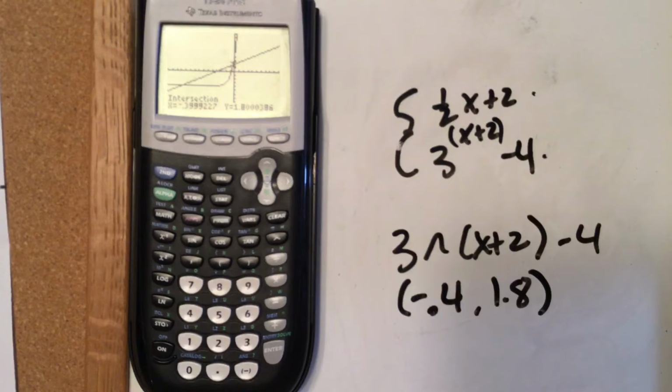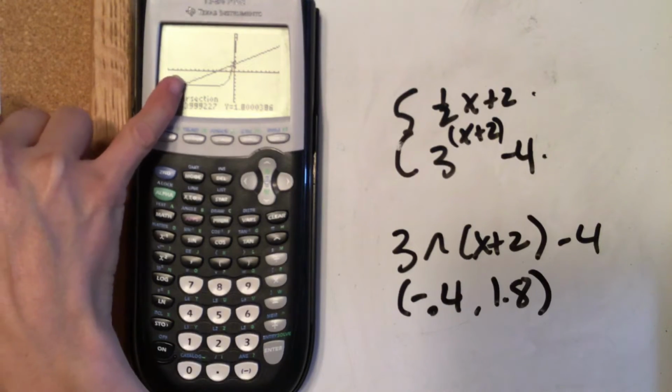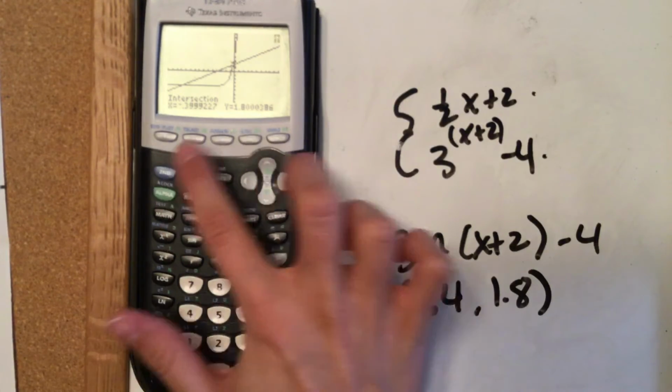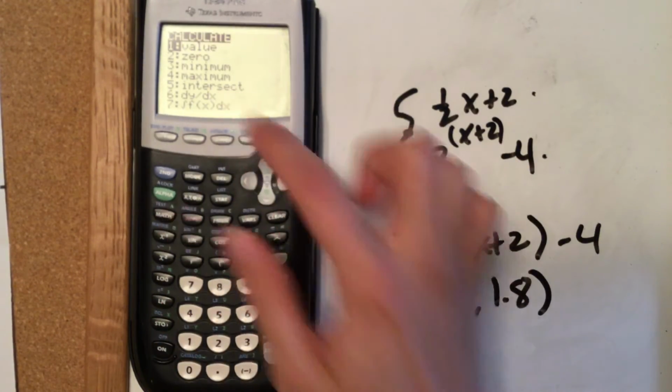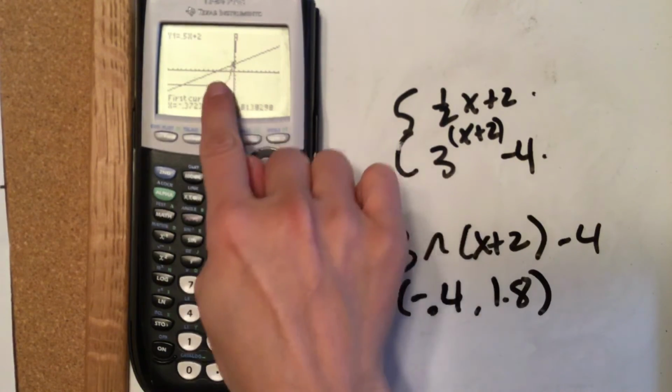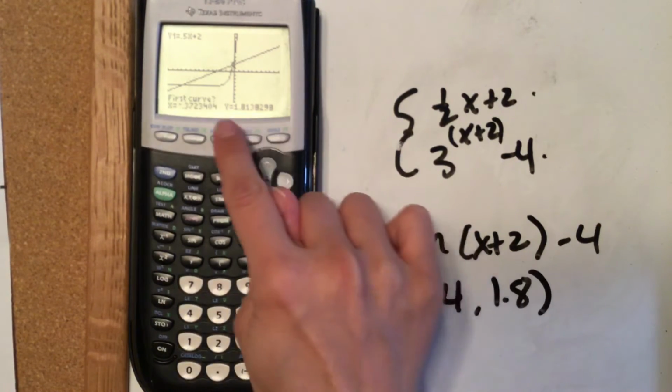But I also need the other point of intersection, which is over here, which remember was off of our picture originally, but we moved our window to the left. So we're going to do second calc. Again, I want the intersection, so I want number 5. You can either scroll down or hit number 5. Both are fine. I want to move my cursor over here.